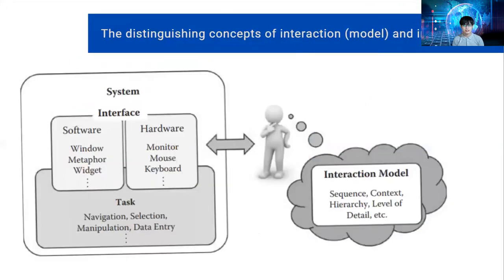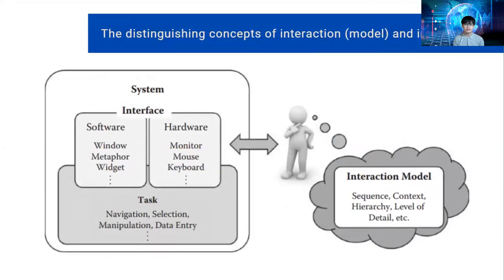next, the distinguishing concept of interaction model and interface. So when we say interaction model, it involves the sequence, the context, the hierarchy, the level of data, and a lot more. Okay, when we say interaction, it actually involves software and hardware. Now, it would be very hard to interact without software and hardware.